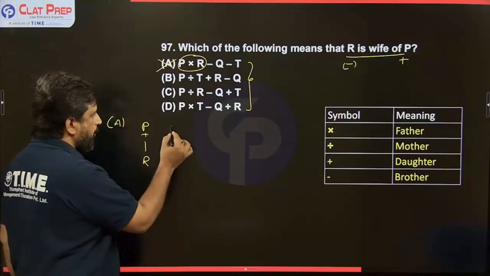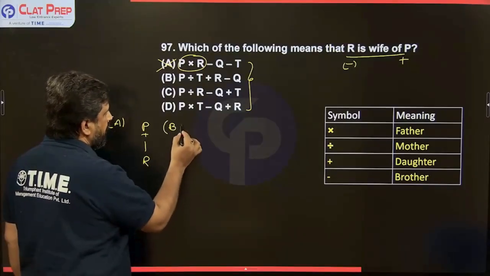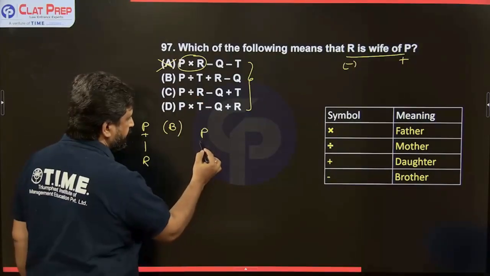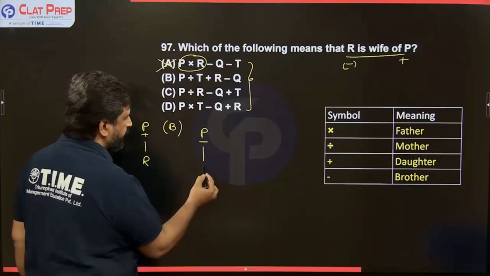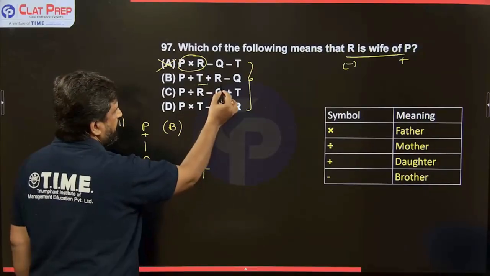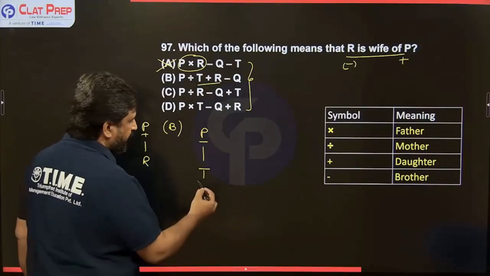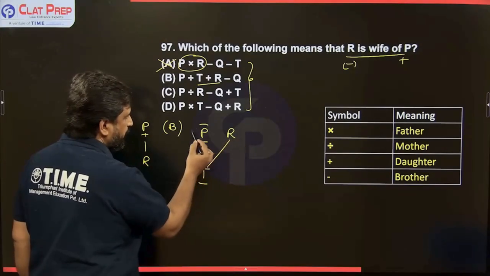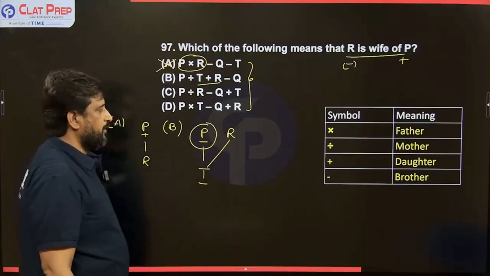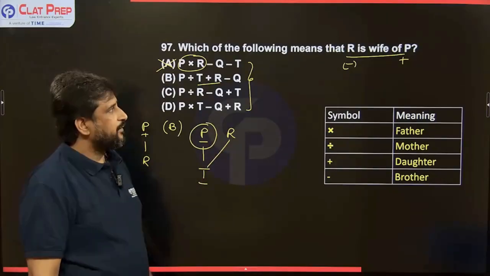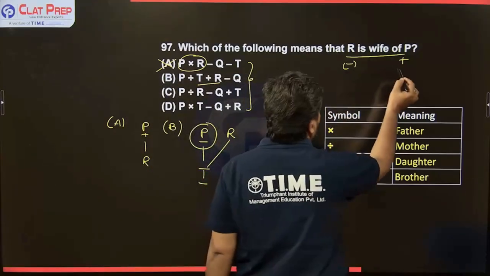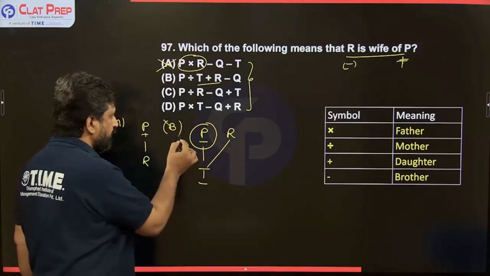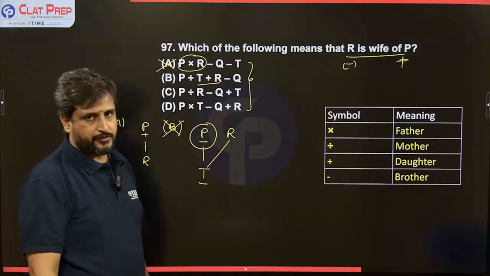Now let's check option B. According to option B, P divided by T means P is the mother of T. Next, T plus R means T was the daughter of R. But basically, I can rule out the option directly here because P here is female. When R is wife of P, P has to be male, R has to be female. But here I got P as a female. So even option B is ruled out.